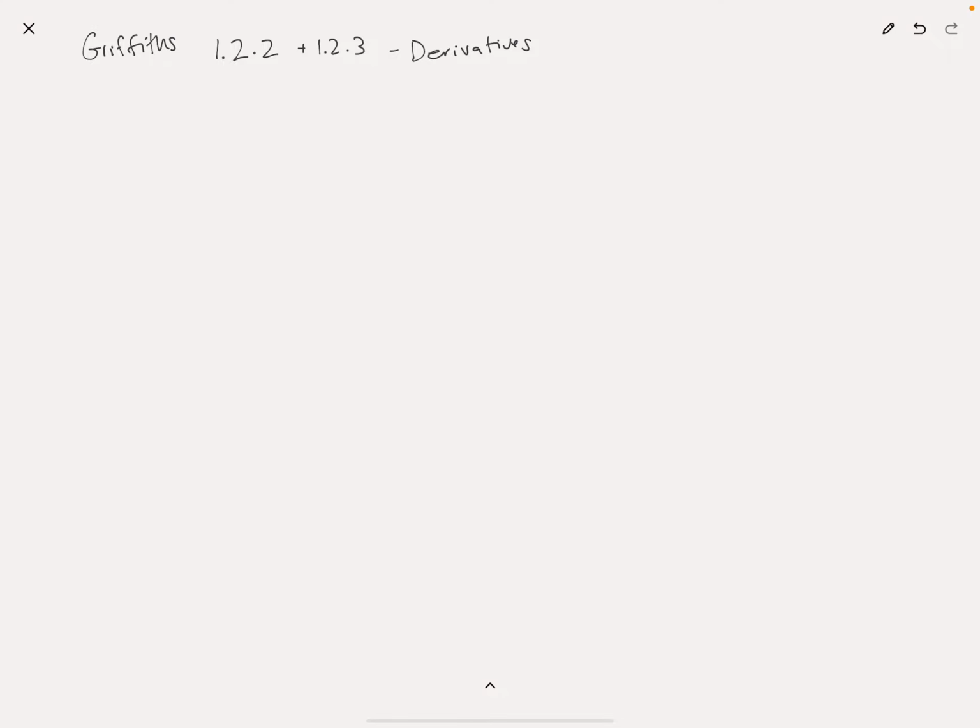Griffiths, section 1.2.2 and 1.2.3, the beginning of derivatives or differential calculus with vectors.